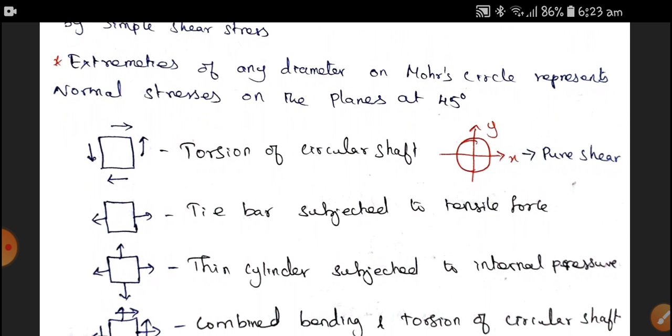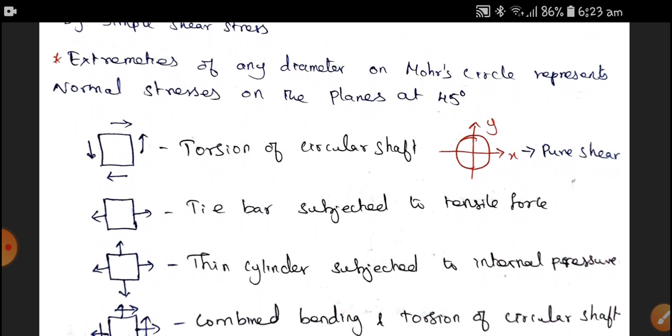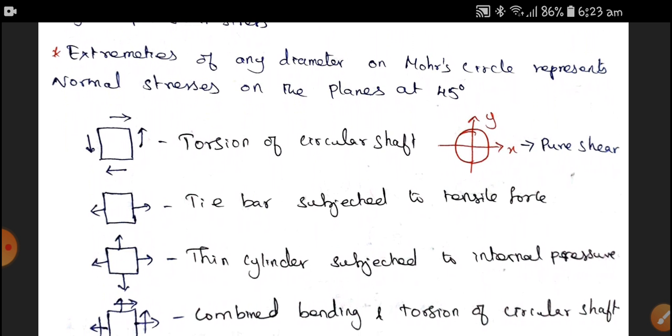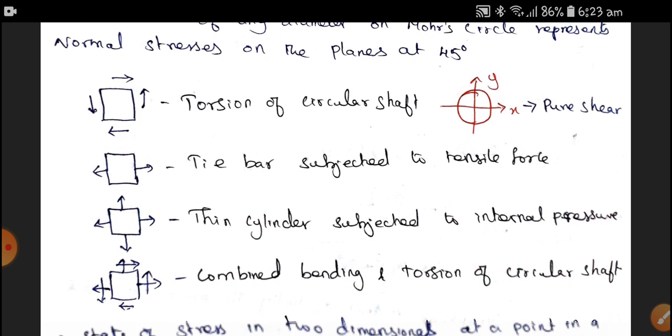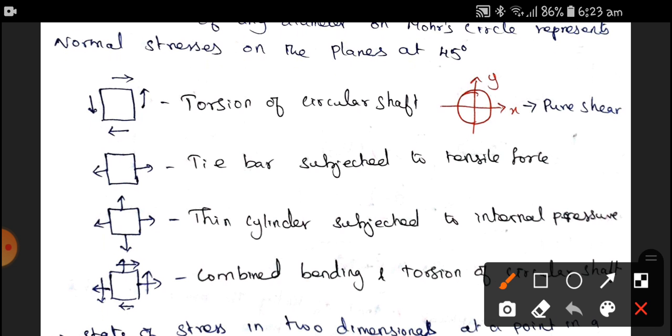Next, for the different conditions, we have to discuss how we can take Mohr's circle. For the torsion of a shaft, the representation is like this: a square accompanied with the shear stresses. That is, it is pure shear. Mohr's circle follows a complete circle between the x and y axes.